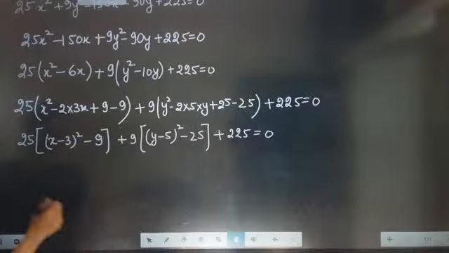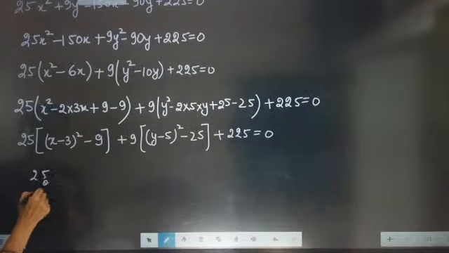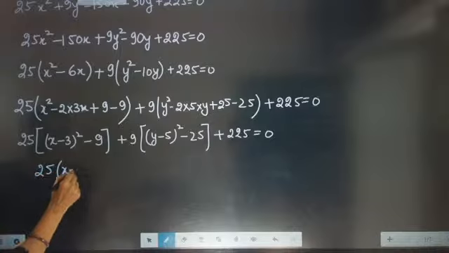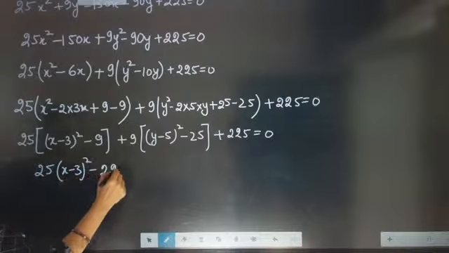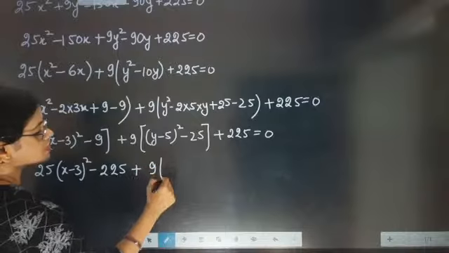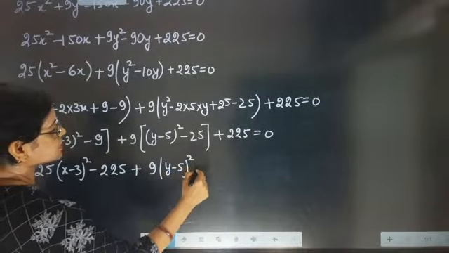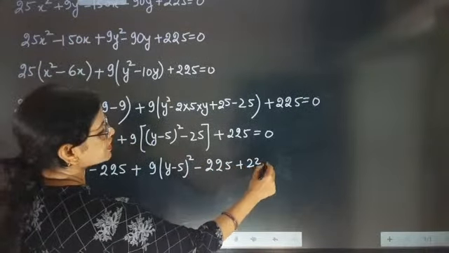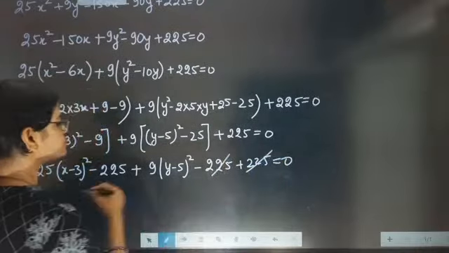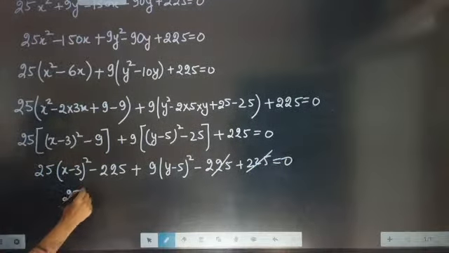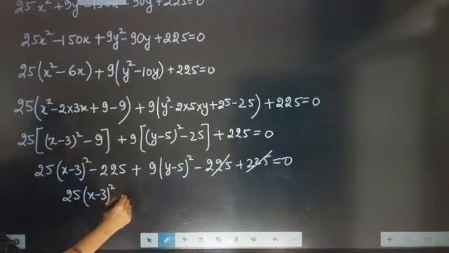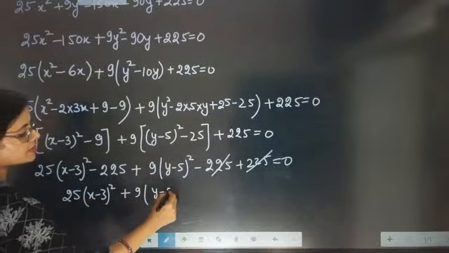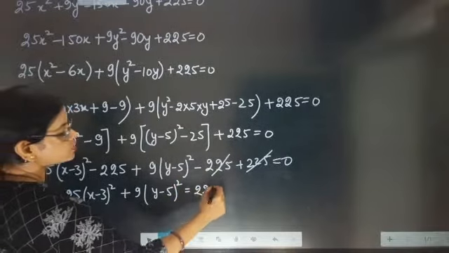So now beta, 25 into 9 we have to do. 25 into 9, 9 5s are 45, 4 9s are 36, 225. So 25 x minus 3 whole square minus 225 plus 9 y minus 5 whole square minus 9 into 25 will again become 225, and plus 225 will be there equal to 0. So this and this will get cancelled. Now you have 25 x minus 3 whole square plus 9 y minus 5 whole square equal to 225 beta.